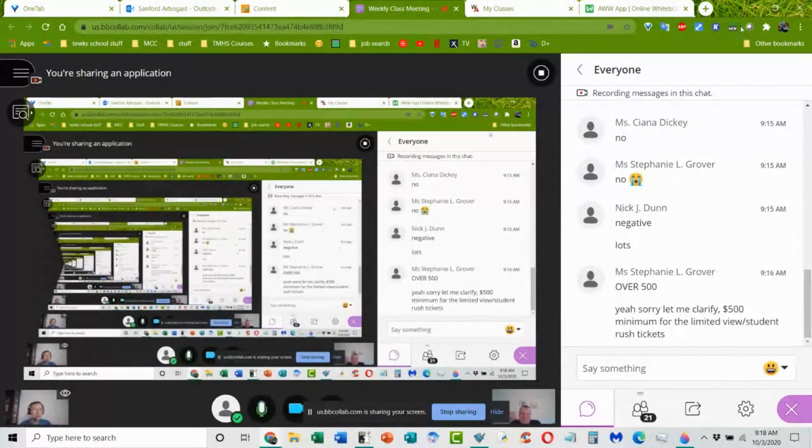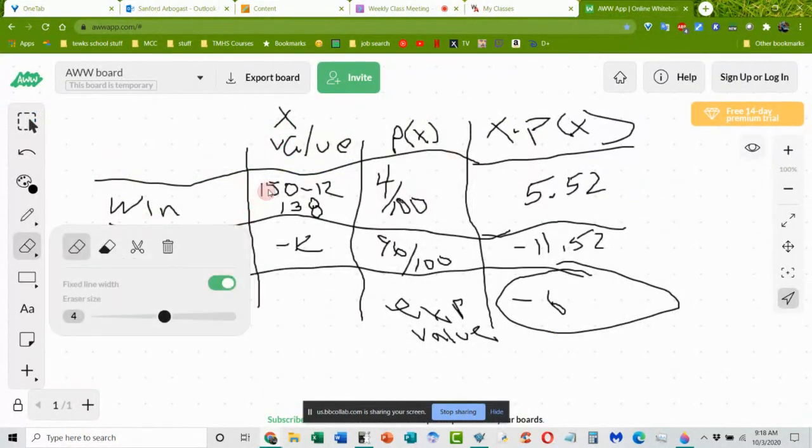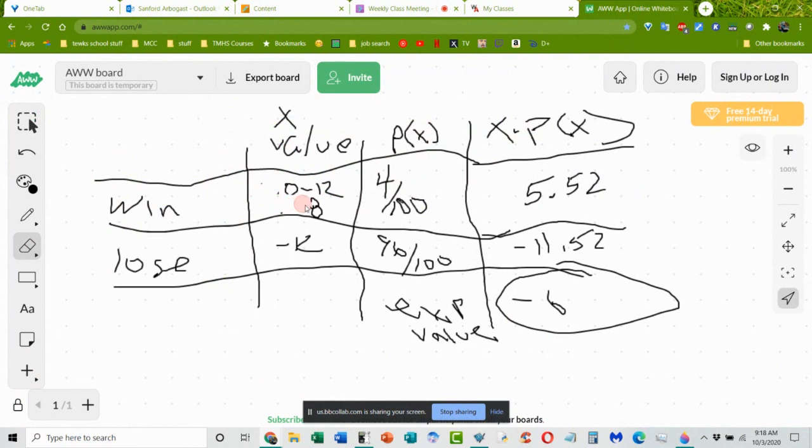So if we were to do this again, and here I'm going to erase some of this, and say we're getting tickets for Hamilton. Right. And they were donated by somebody, so it didn't cost the school anything.